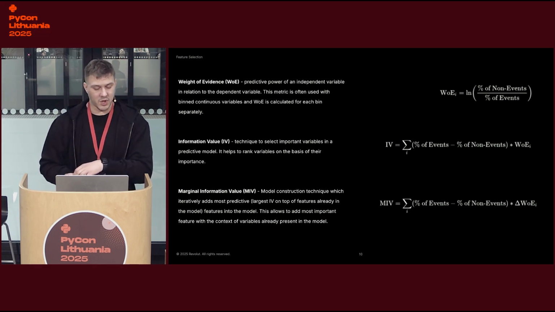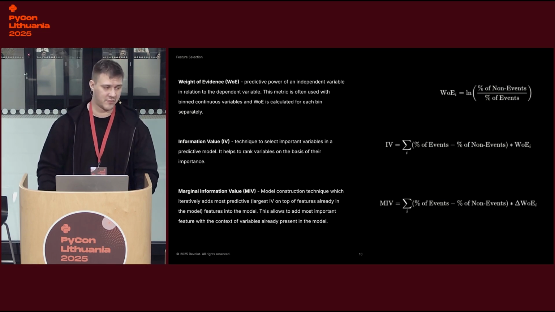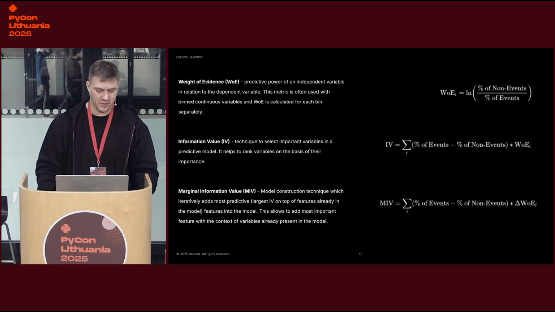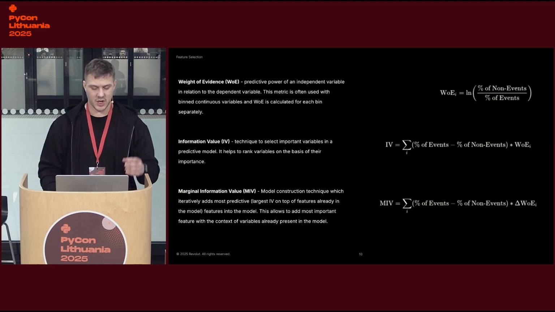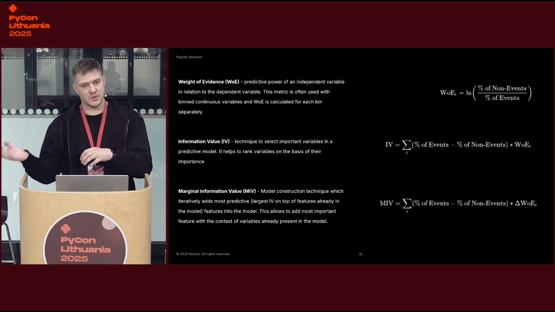Now getting to the most important bit and taking it even one step further, it's the marginal information value. Essentially, it's already a model construction technique which iteratively selects the best feature for the model. I will talk more about it in the next slide. But just for you to understand from the mathematical perspective, we are trying to see what the power of the model would be if we added this particular feature into the model along with all other features.